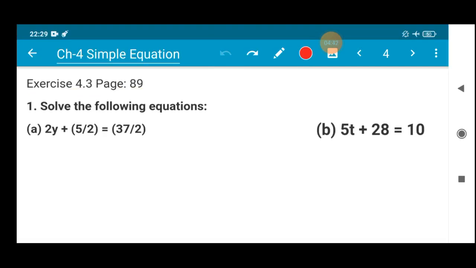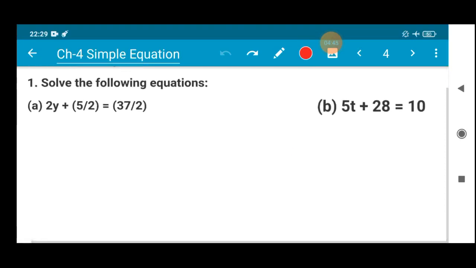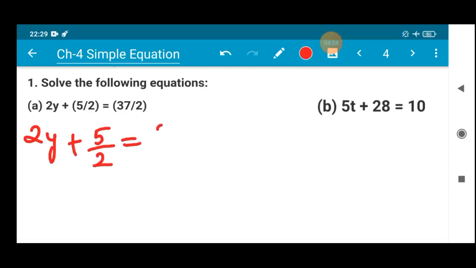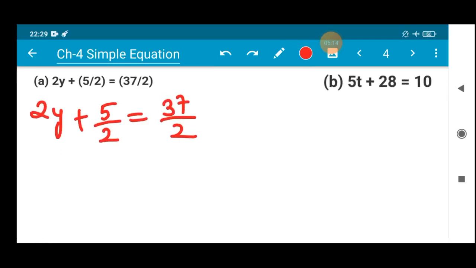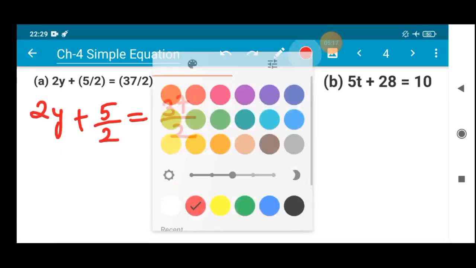Okay, so let us have a look at question number 1. This is also very similar to the previous one, but there is a little difference, so let us have a look. The question is 2y plus 5 by 2 is equal to 37 divided by 2. As you can see, in this case both are fractional numbers. On the left hand side you can find that one of the constant values is a fraction, and on the right hand side also there is a fraction. So in order to solve this, I will be using the transposition method.